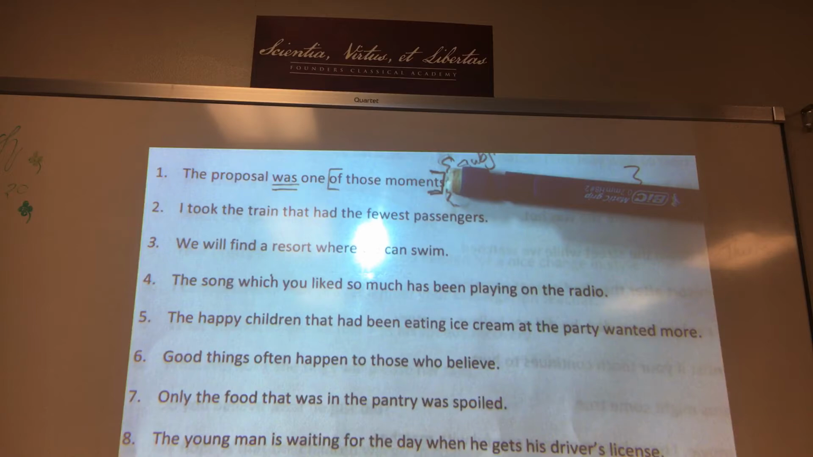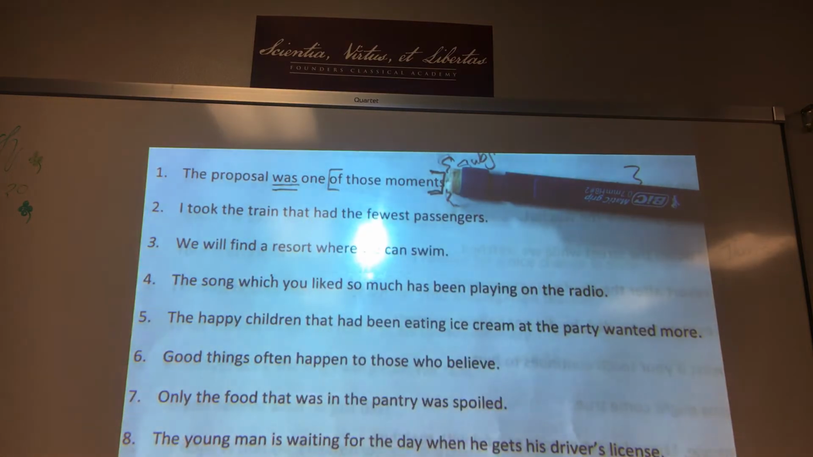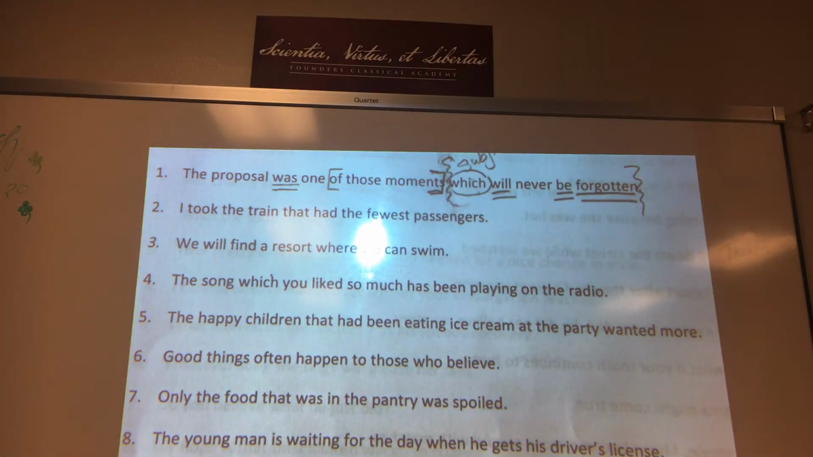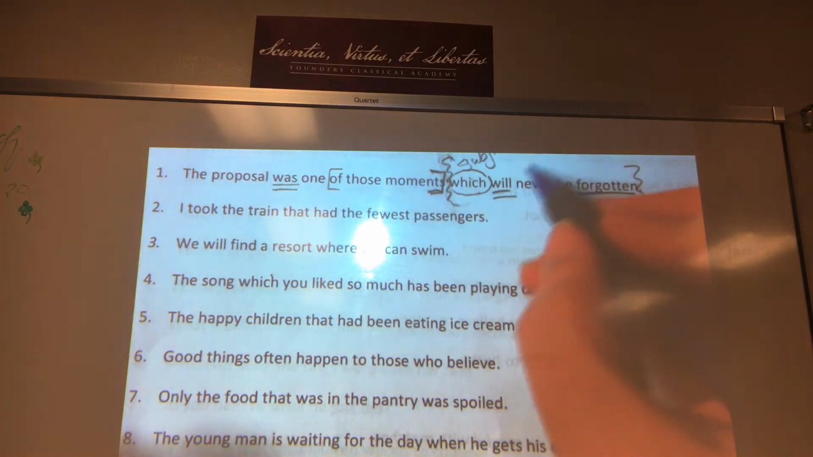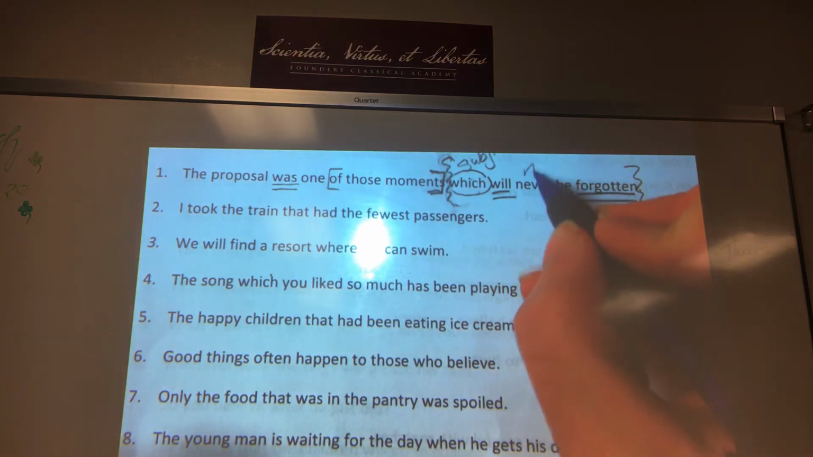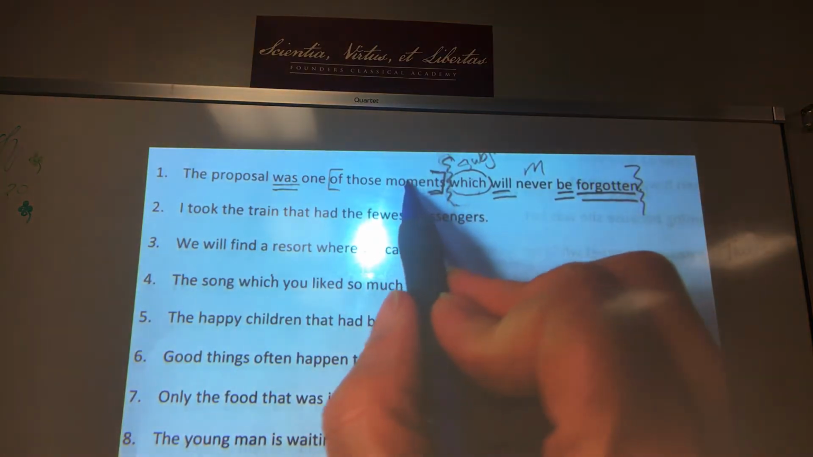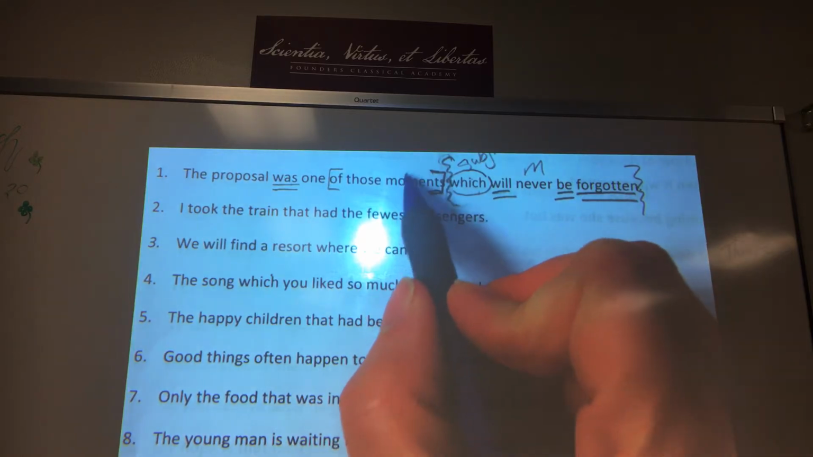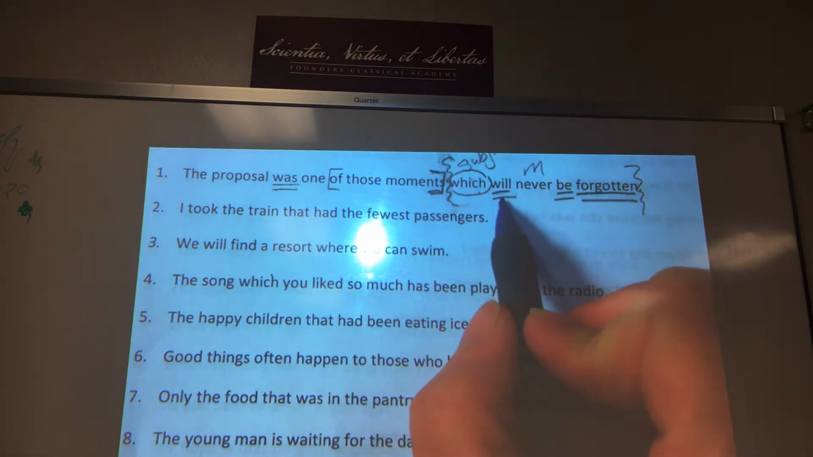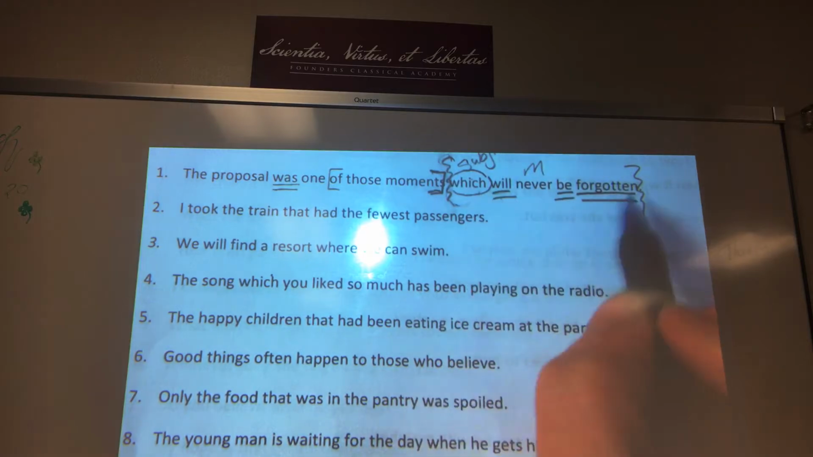Can I take it out? The proposal was one of those moments. Yes, I can take it out, so I know I found the right clause. This one is adjectival, so we're going to mark it as a modifier. Then we're going to find out what noun is being supported by this adjective clause. And that would be the word moments. That is the noun, object of the preposition, that is being described as a moment that will never be forgotten.